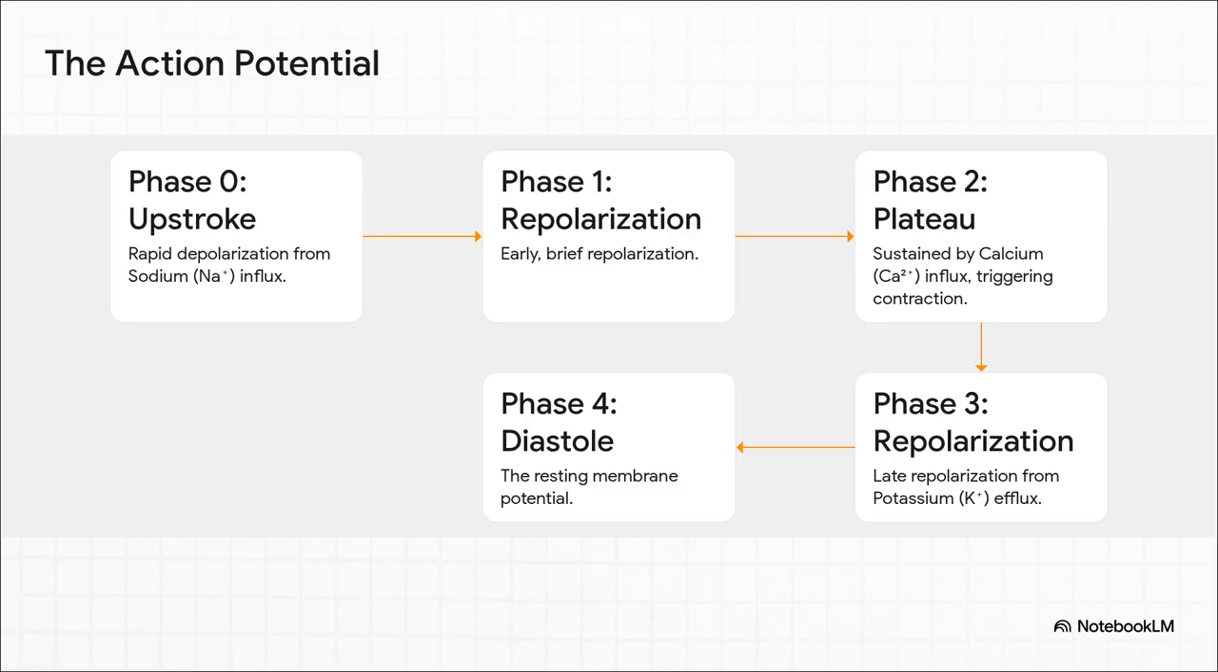Then comes phase 1, a quick little dip. Phase 2, the plateau, is absolutely crucial. This is where calcium channels open up, letting calcium in, which not only keeps the cell on, but also triggers the actual muscle contraction. Next, in phase 3, potassium channels open, potassium rushes out, and the cell's voltage comes back down. And finally, you have phase 4, the resting state, where the cell just waits, ready for the next beat.